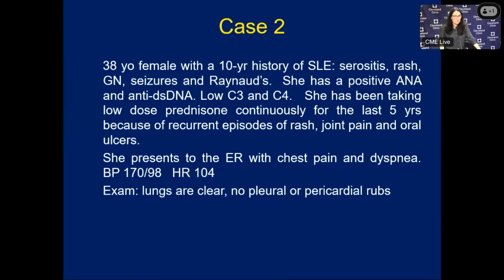She presents to the ER with chest pain and dyspnea. Her blood pressure is 170/98 and heart rate 104. On exam, her lungs are clear. She has no pleural or pericardial ruptures.